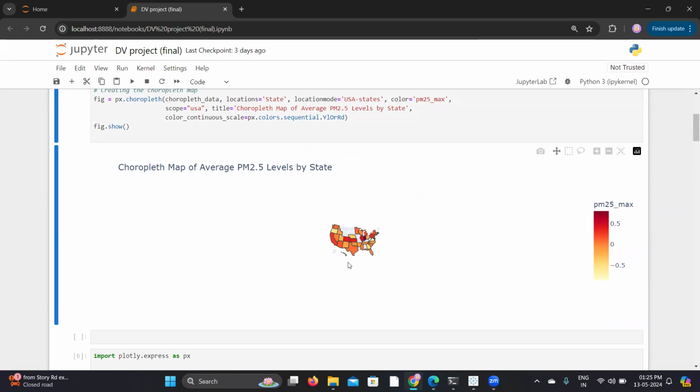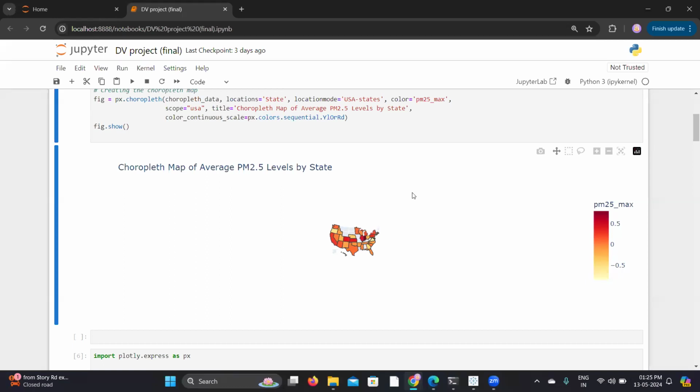It visualizes average PM 2.5 pollution levels by state across the United States using a color gradient that ranges from yellow to red. The deeper red hues on the map indicate states with higher average PM 2.5 levels, suggesting significant air pollution, while states depicted in yellow, which is lower here, have lower PM 2.5 levels, indicating relatively cleaner air.